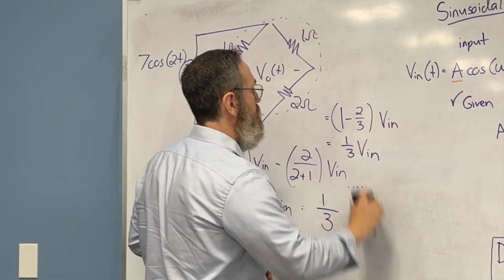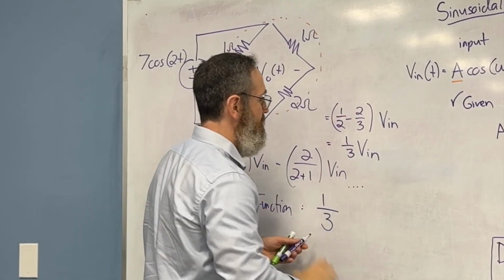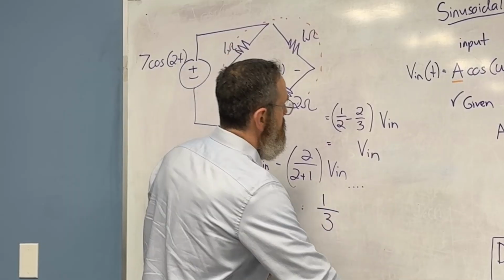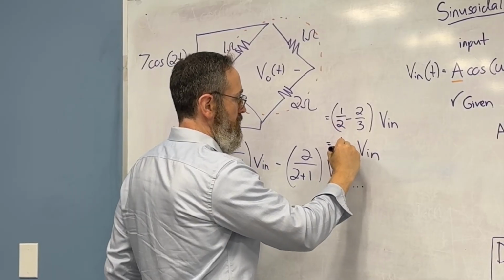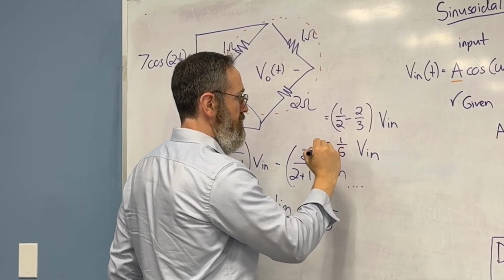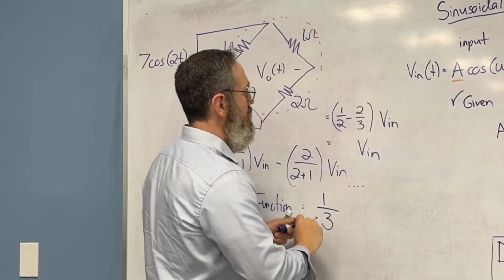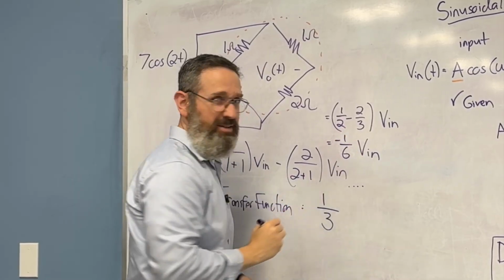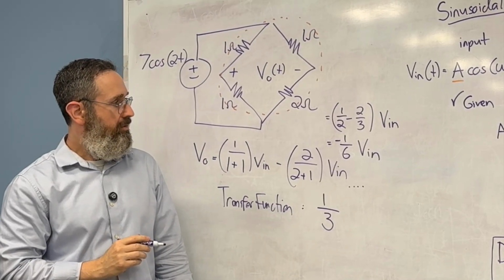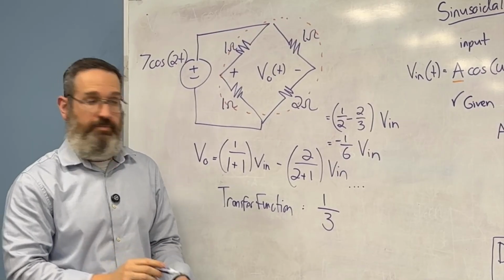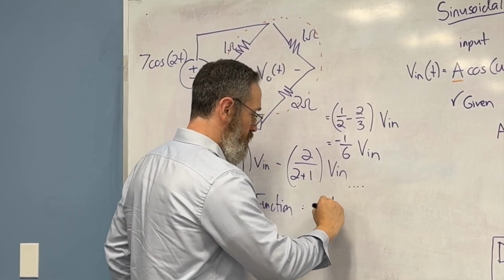1/2. I did make a mistake. I saw the looks on your faces. You were like, huh? 1/2. Okay, so what's that? That's 3/6, 4/6 minus 1/6. Did I do that right? 3/6. Yes. And so the transfer function is not this. It is minus 1/6.